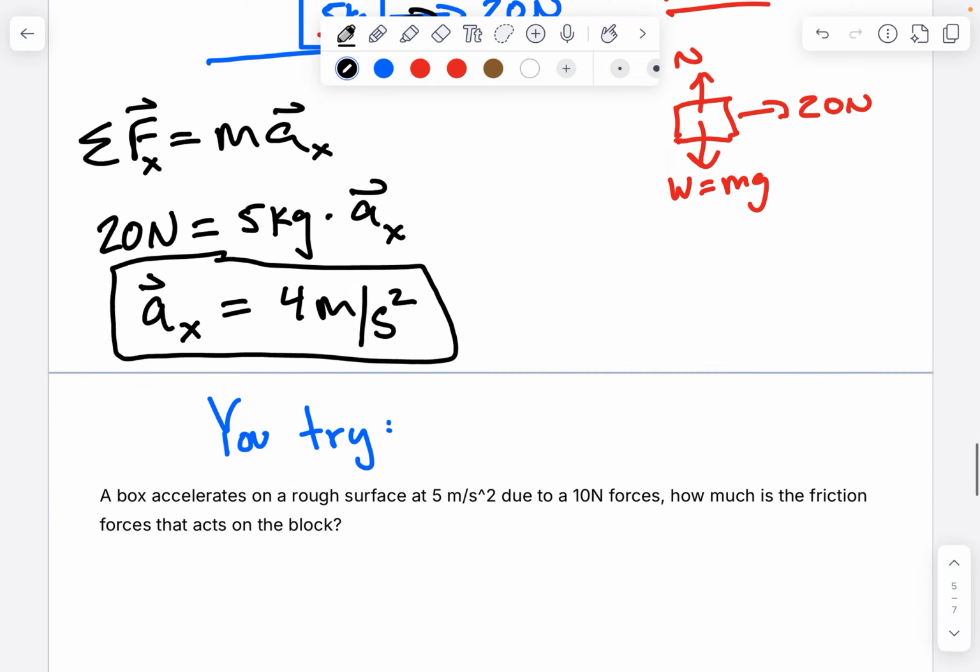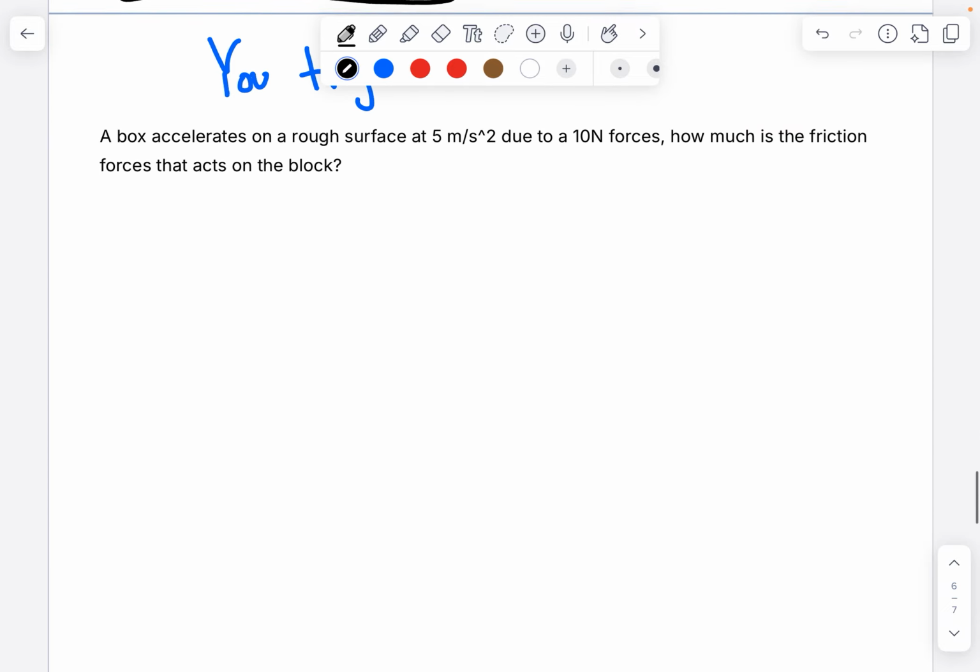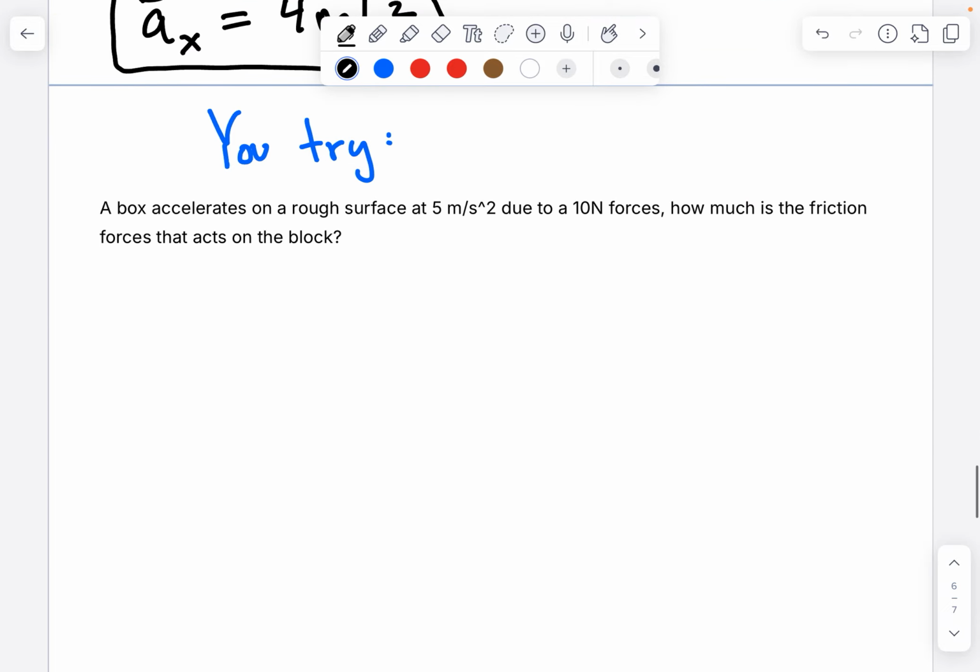All right, so now it's your turn. We have a box that accelerates on a rough surface at 5 meters per second squared due to a 10 Newton force. How much is the friction force that acts on the block? So go ahead and pause the video, try it on your own, and then I'll solve it in a few seconds.